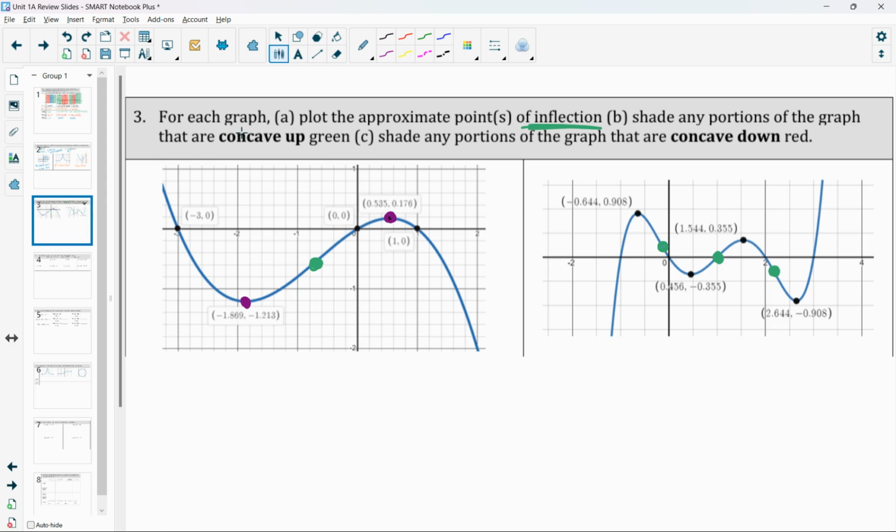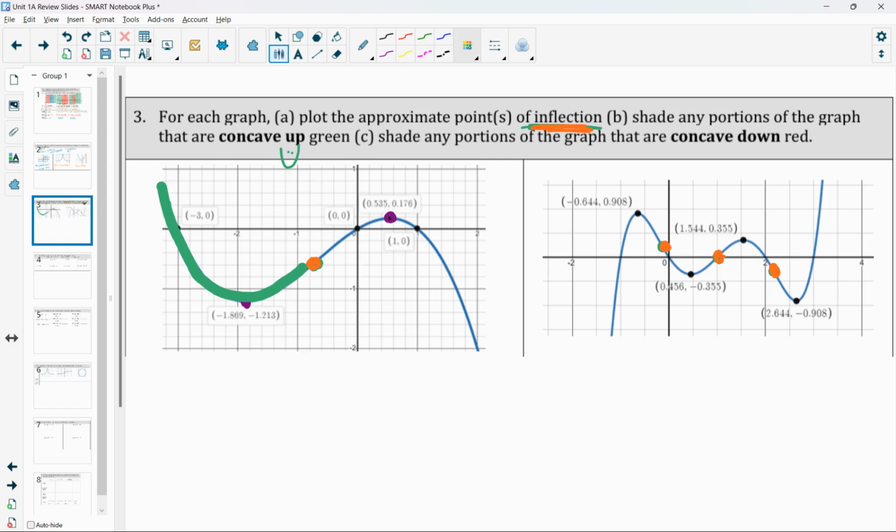Then it wants us to shade the graph that's concave up, green. So I probably shouldn't have used that color for the inflection points. Let me change that. So here's the inflection points. Okay, so concave up will do green. And remember, concave up is like a smile. So that's going to go, and let me make this larger here, all the way to the point of inflection. So that part is concave up.